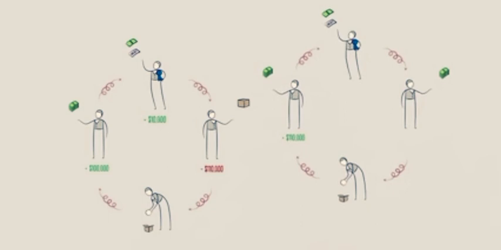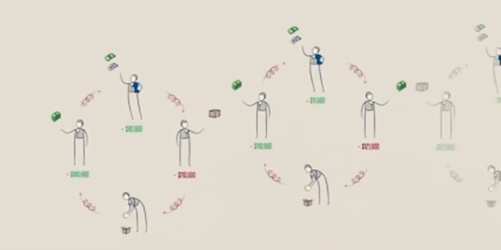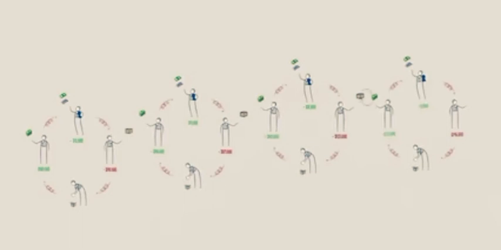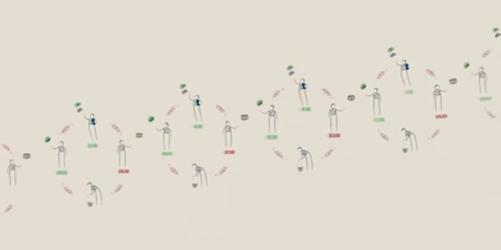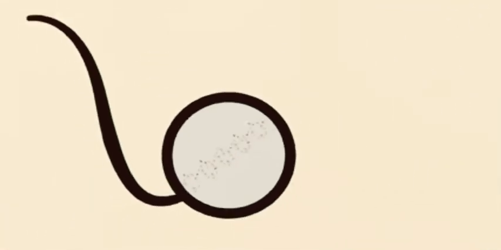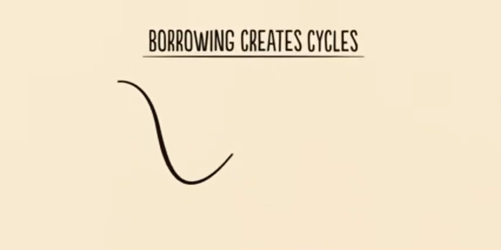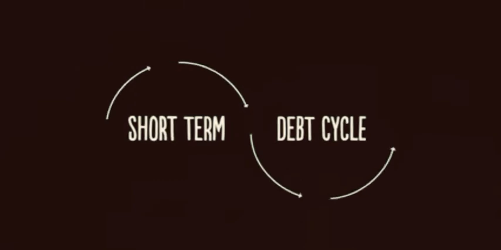The person earning $110,000 with no debt can borrow $11,000, so he can spend $121,000 even though he has only earned $110,000. His spending is another person's income, and by following the transactions, we can begin to see how this process works in a self-reinforcing pattern. But remember, borrowing creates cycles, and if the cycle goes up, it eventually needs to come down. This leads us into the short-term debt cycle.